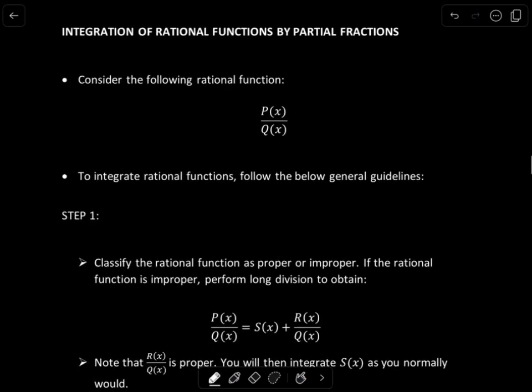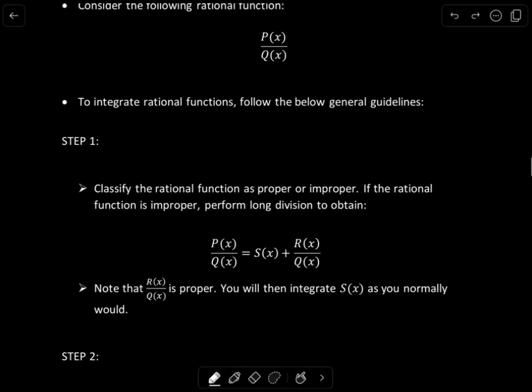So consider the following rational function. Remember, we have a polynomial divided by a polynomial, p of x divided by q of x. To integrate rational functions, follow the below general guidelines. There are two steps. Step 1, you're going to classify the rational function as proper or improper. Okay, so you'll classify that as proper or improper.